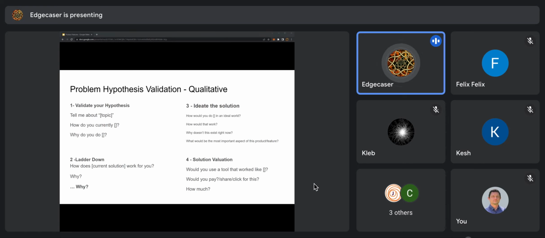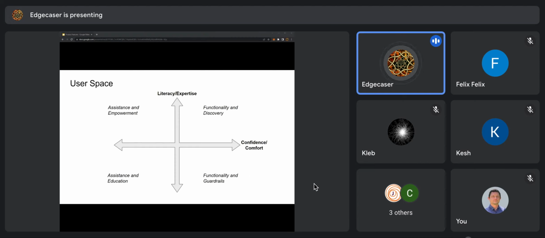So what do I do with all this qualitative information? I usually create what I call the user space, and I find that most products, when you think about who you're building them for and who's going to use it, most businesses, most product lines, the way they're built run along two axes. One is how much I know about what I'm engaging in. Like, am I a master at my craft?